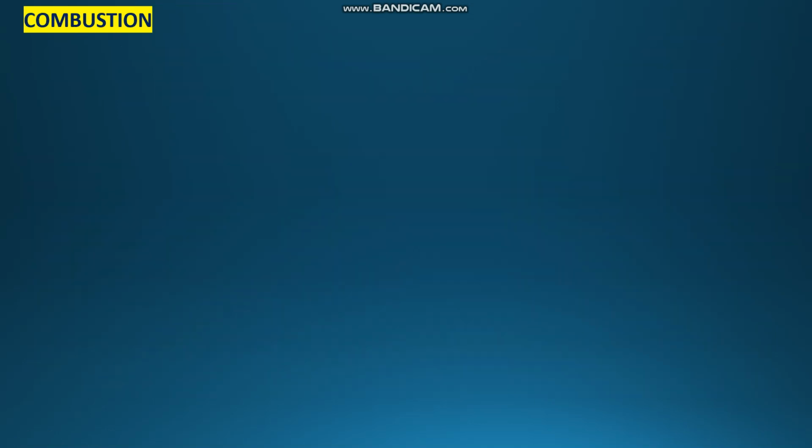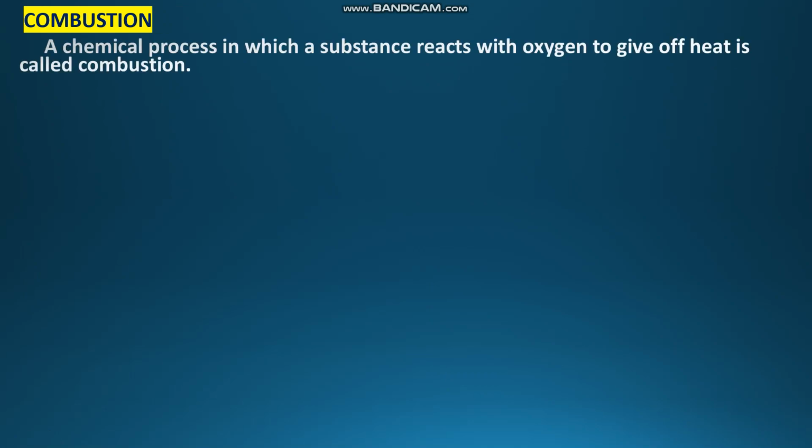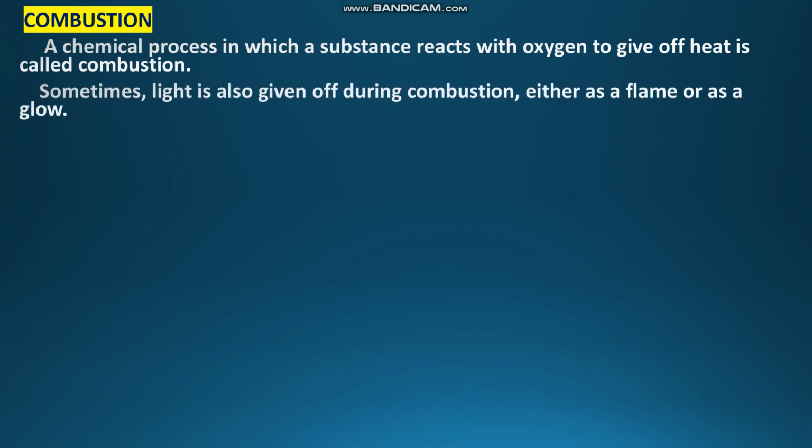Now let us see the definition of combustion. A chemical process in which a substance reacts with oxygen to give off heat is called combustion. You know, it is a chemical process. Why is it called a chemical process? Because a chemical reaction means there is formation of new substances. In the previous example, we have seen magnesium burns, magnesium oxide is produced. When coal burns, carbon dioxide is produced. So during this reaction, heat is also produced. So a chemical process in which a substance reacts with oxygen to give off heat is called combustion. Sometimes light is also given off during combustion, either as a flame or as a glow. As we have seen in the previous example, light is also produced.